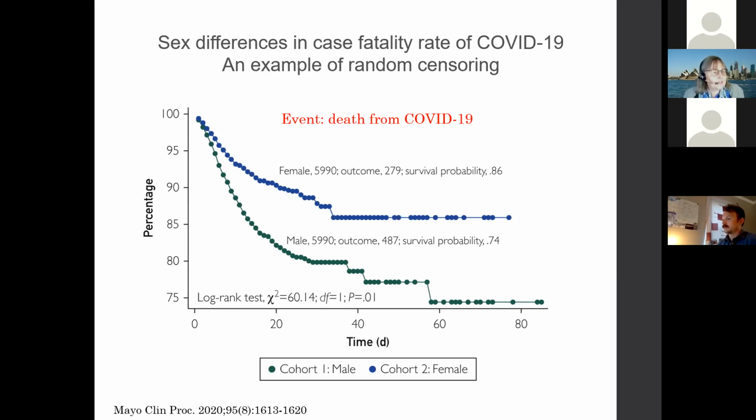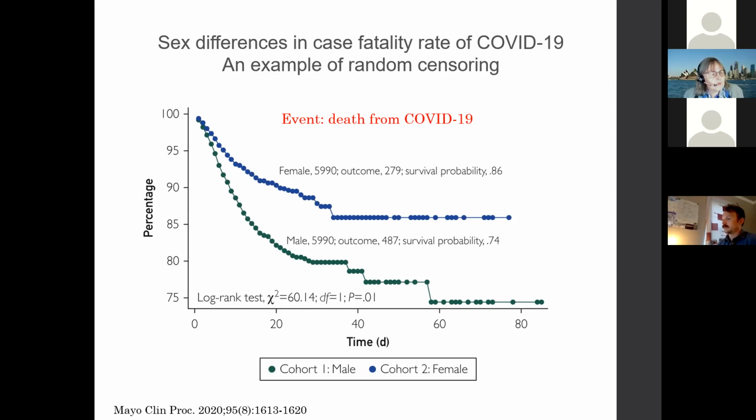And this is actually a nice graph because it does give the log rank test. It's a chi-square test. And here's the test statistic, degrees of freedom, and the p-value. It gives you the numbers of people, the outcome, and the survival probability at the end of the follow-up period, which leveled out at 86 for women and 74 for men.